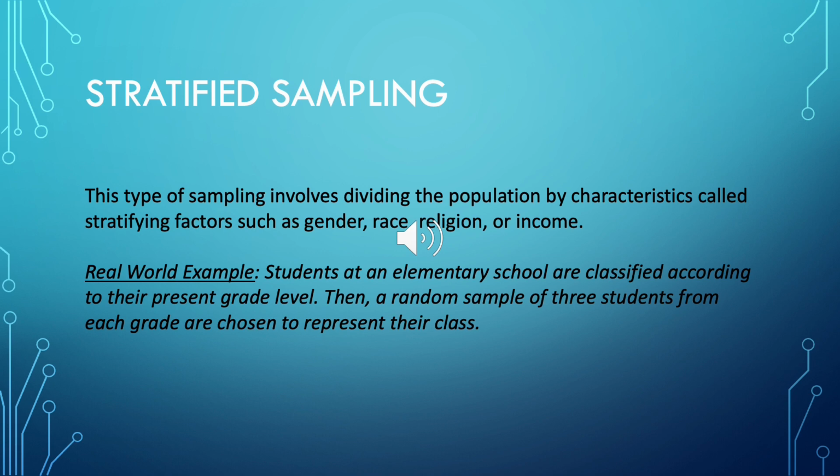Stratified sampling. This type of sampling involves dividing the population by characteristics called stratifying factors, such as age, gender, race, religion, income. There are lots of different factors you could choose. For example, students at an elementary school are classified according to their present grade level. Then a random sample of 3 students from each grade are chosen to represent their class.